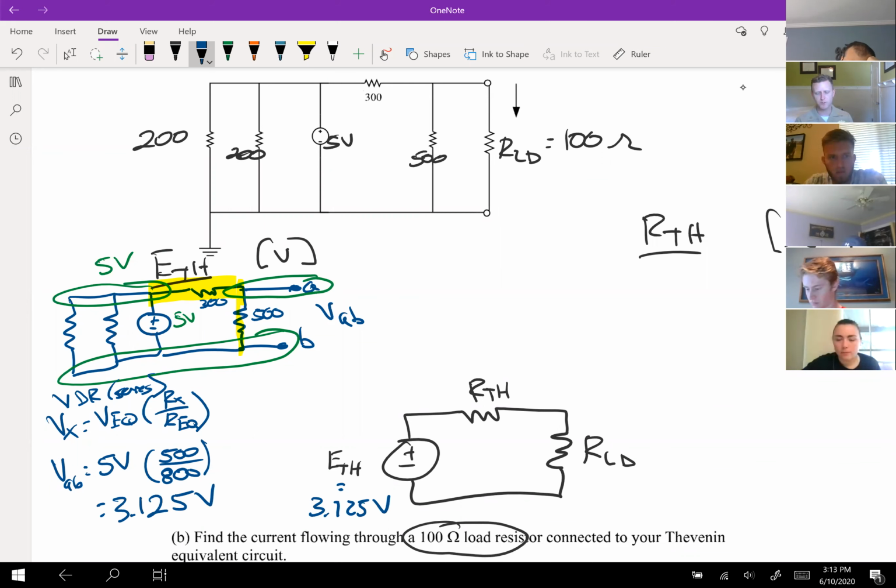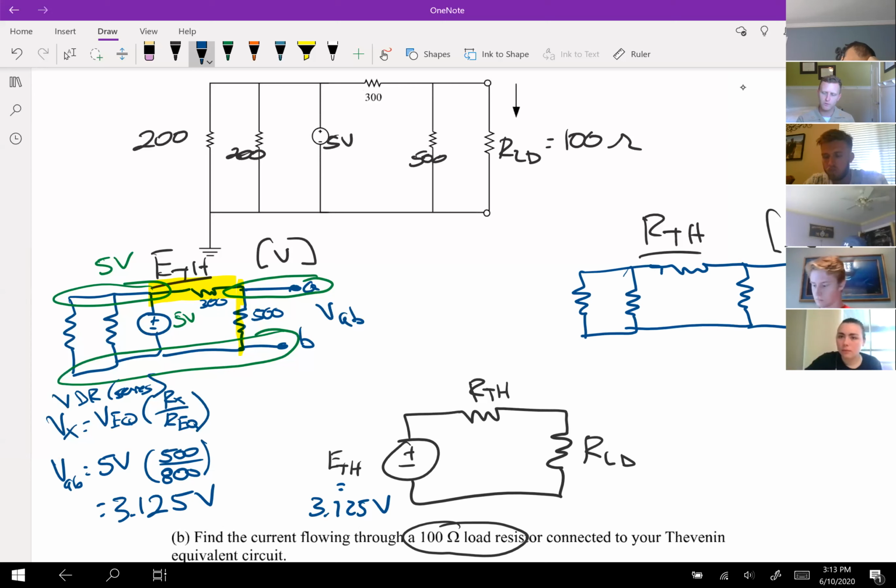Now for the R Thevenin, it's helpful to redraw. It's especially helpful. You don't need to redraw for E Thevenin if you don't want to, but for R Thevenin I highly recommend it, and we'll see especially why that works out better. So I have my circuit, and I remove the load, and then I zero the source.